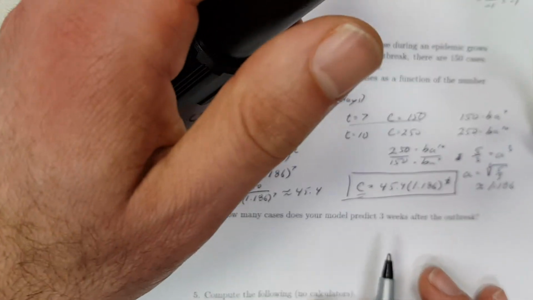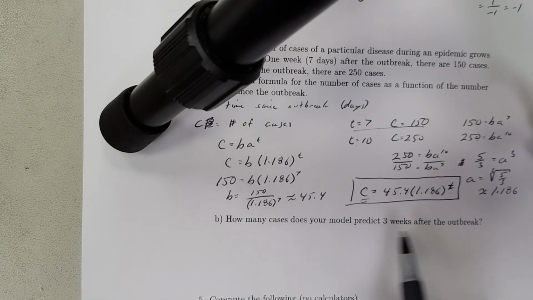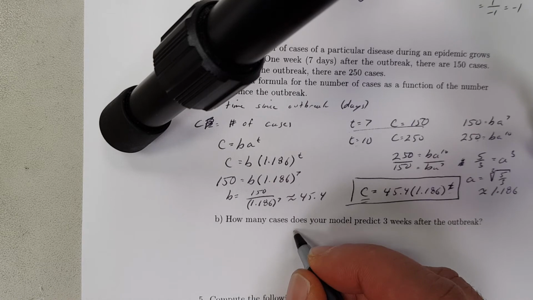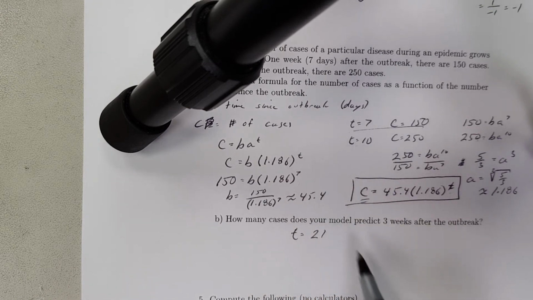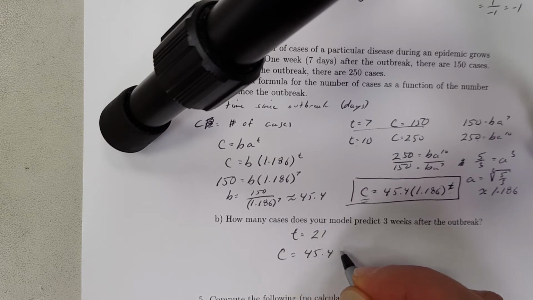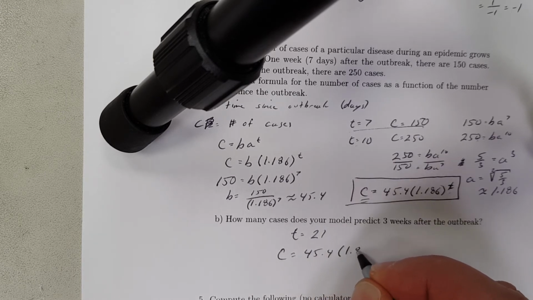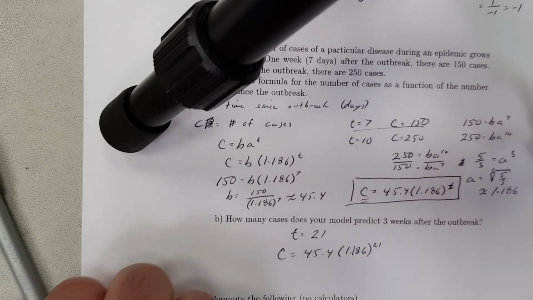How many cases does our model predict there'll be 3 weeks after the outbreak? Well, I'm just going to plug in t equals 21 days. Remember, t is measured in days, and 3 weeks, I'm going to plug in 21. So the number of cases equals 45.4 times 1.186 to the power 21. And let's see what we get.